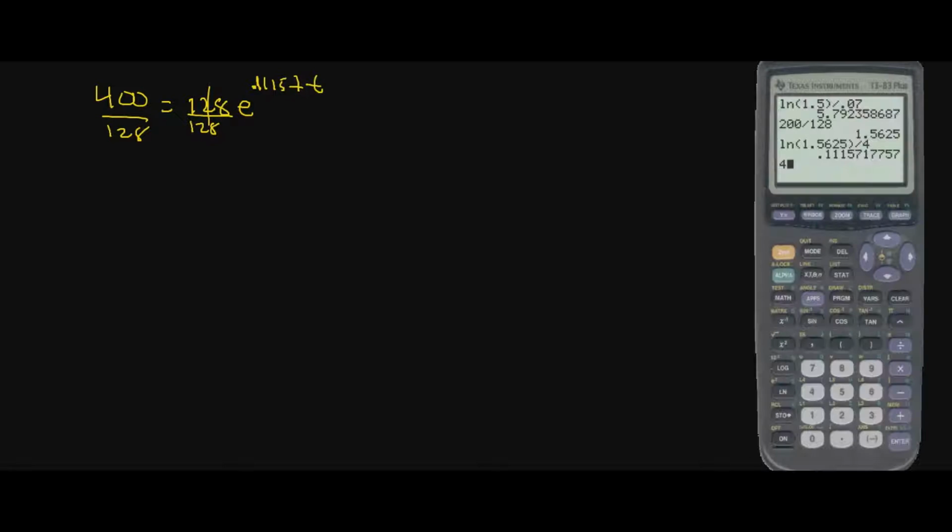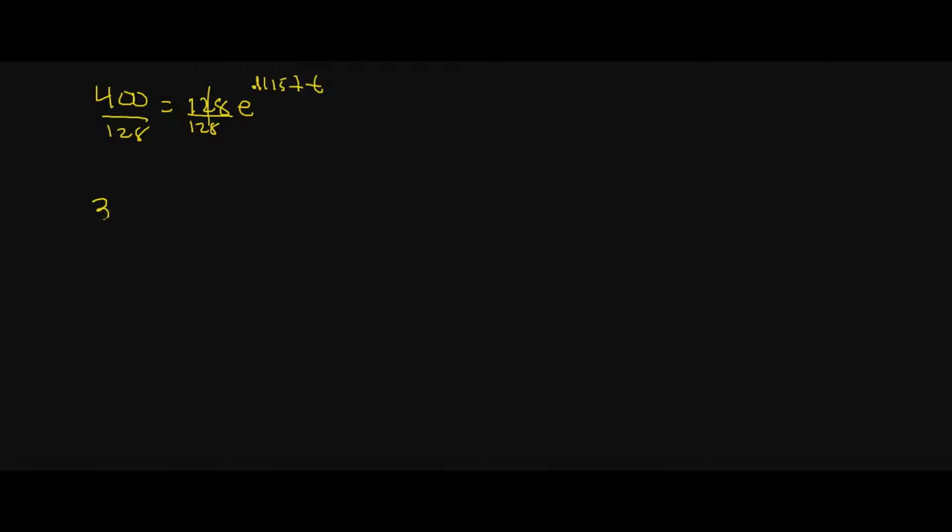And if we pull that up again, yeah, 400 divided by 128, which is 3.125, which is equal to e to the 0.1157 times t. Now to convert this to natural log form, it's got its own special inverse.